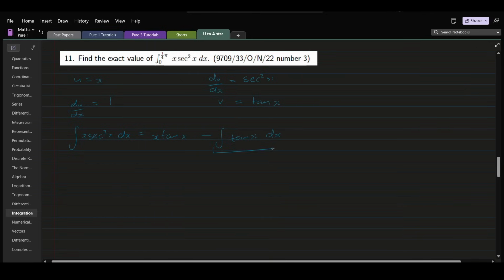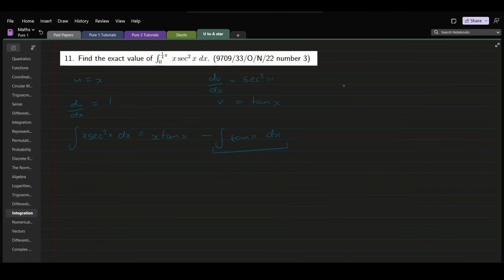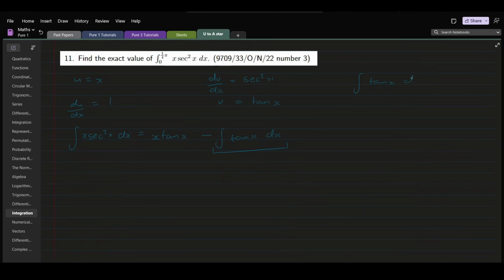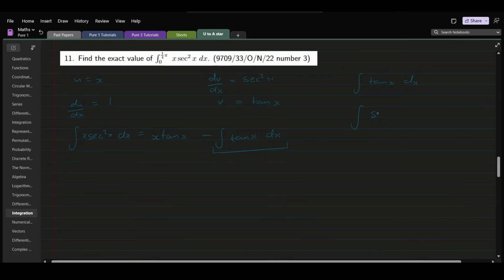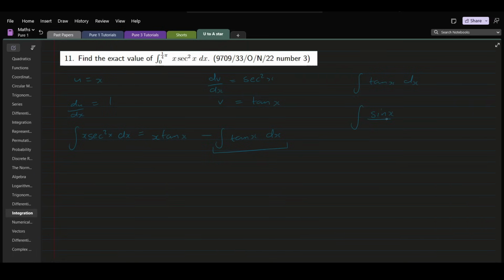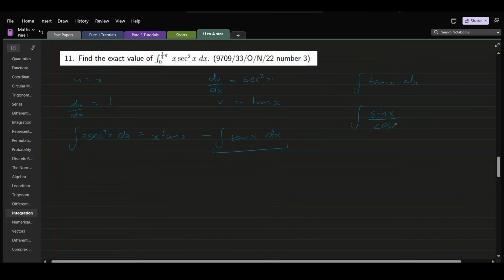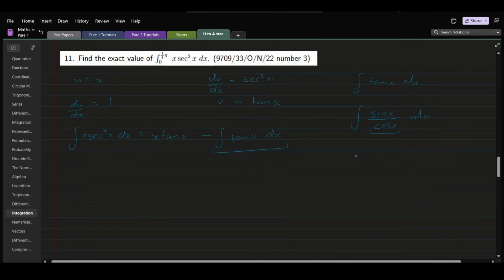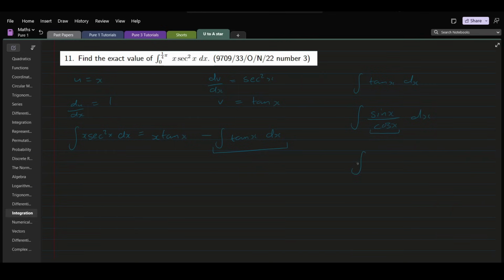So we need to find the integral of tan x. Let's do that on the side. So we want to integrate tan x with respect to x. We can write tan x as sine x over cos x with respect to x. Now notice that if you differentiate the denominator, that's cos x, you get negative sine x, which is very similar to our numerator. So let's write it like that.